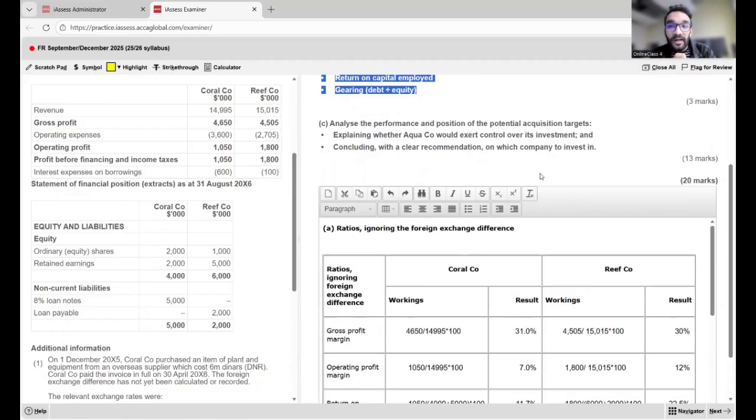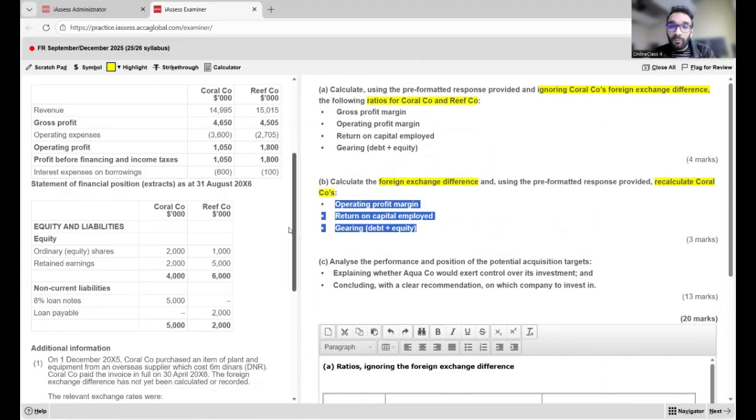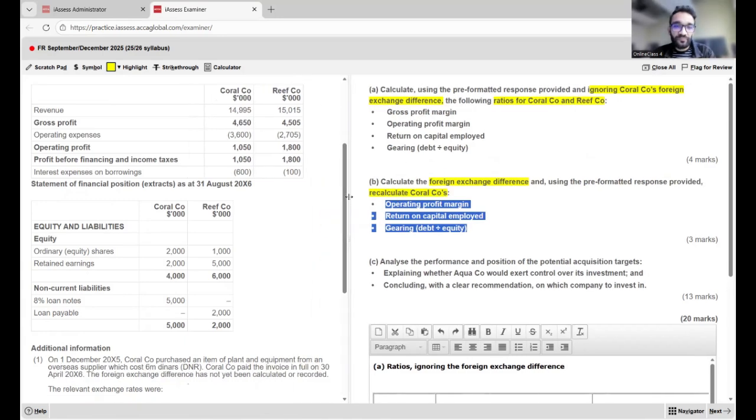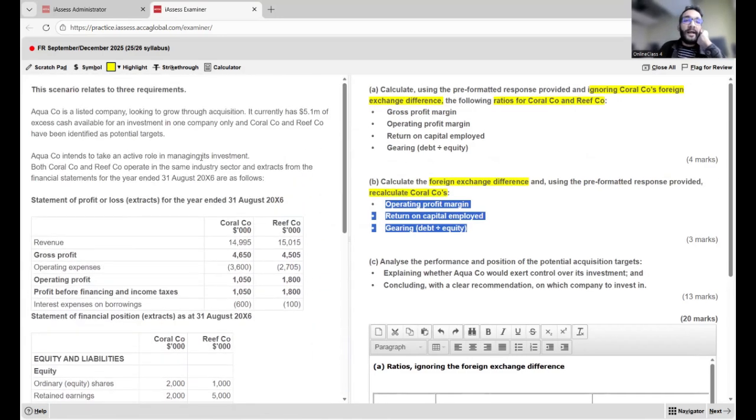Now we have to understand what the data is, what the concept is, what the case is. So let's move to the case. Aquaco is a listed company looking to grow through acquisition. Basically, they want growth through acquisition. There are chances they might be acquiring one of the two companies, Coralco and Reefco.